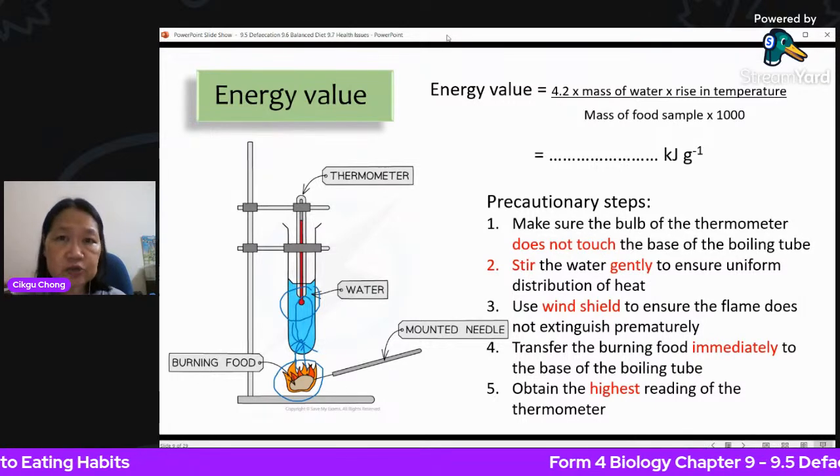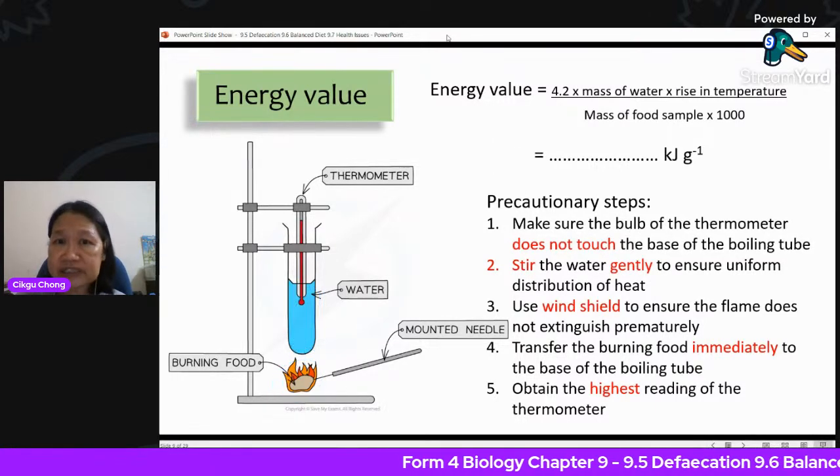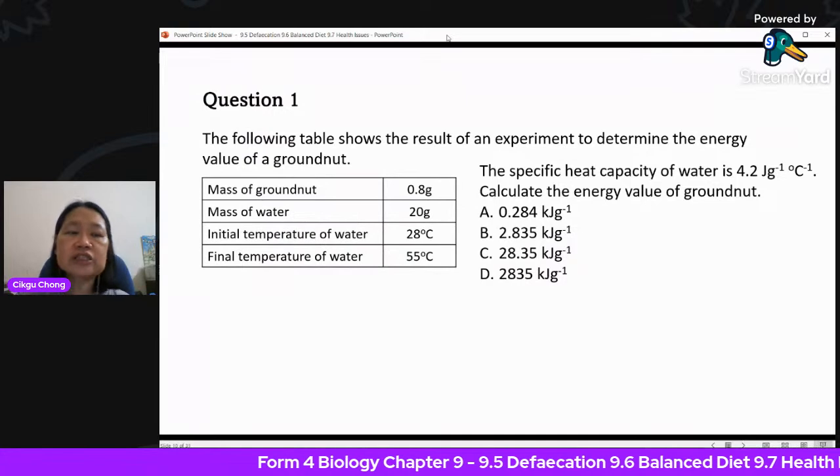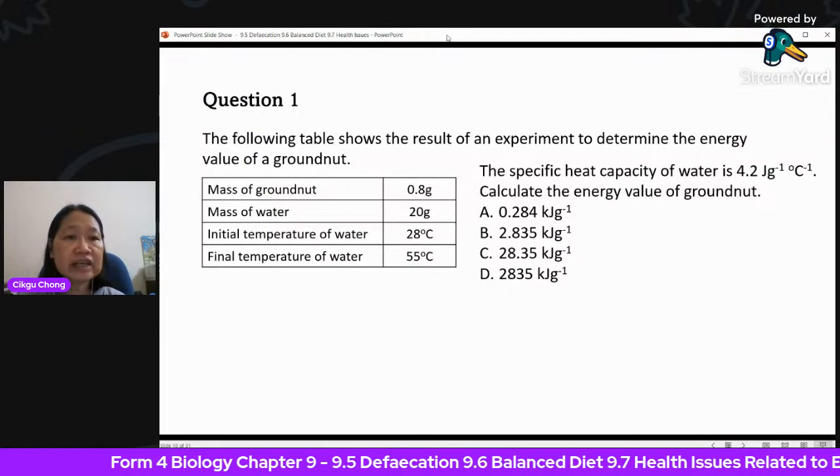Make sure you read the highest reading. Okay, so that's the precautionary step. Let's go on to calculation. So how do you calculate? Let me give you an example.